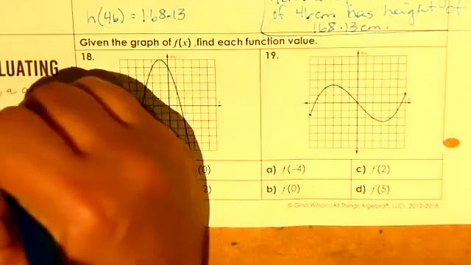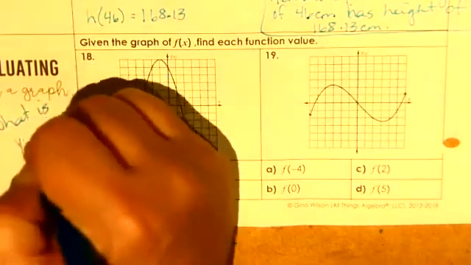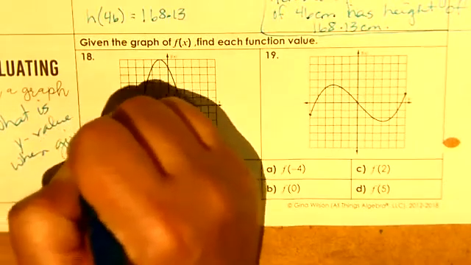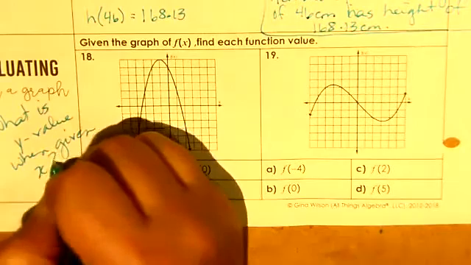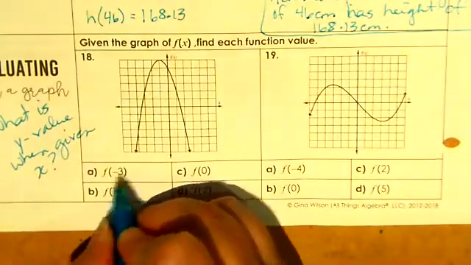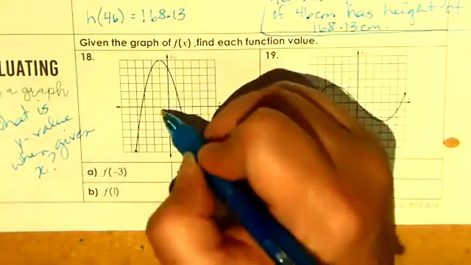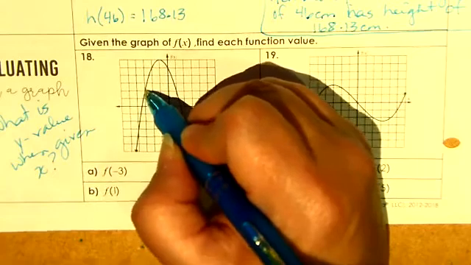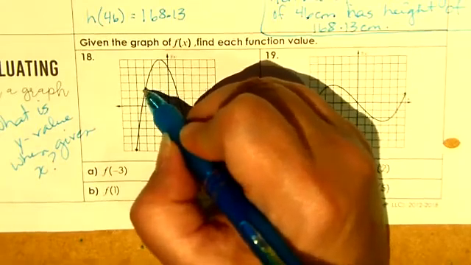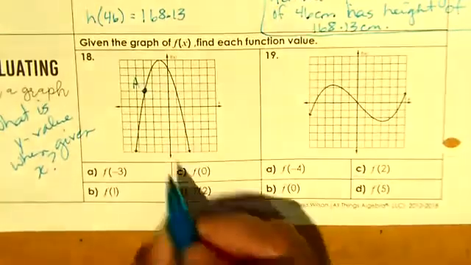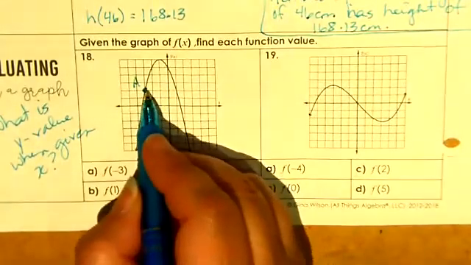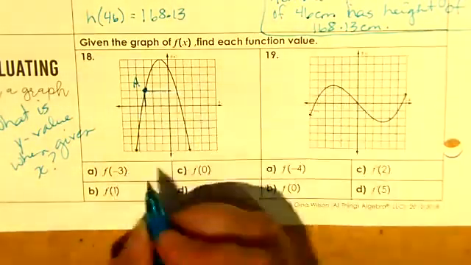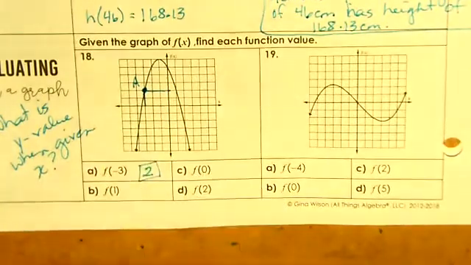What is the y value when given x? All right, so right now I know that my x is -3. So I'm going to go to the -3, 1, 2, 3, and I'm going to see, where does it hit on my graph? It hits right there. There's A. So therefore, my answer is, where is it hitting on the y-axis? 2. So therefore, my answer is 2.